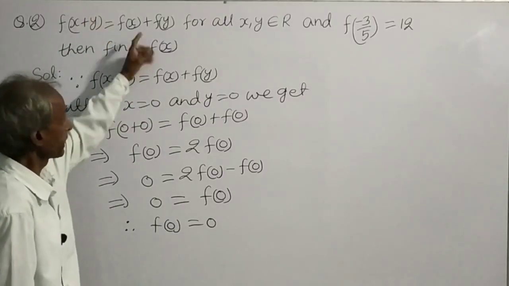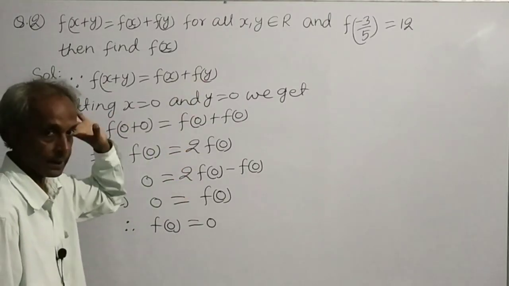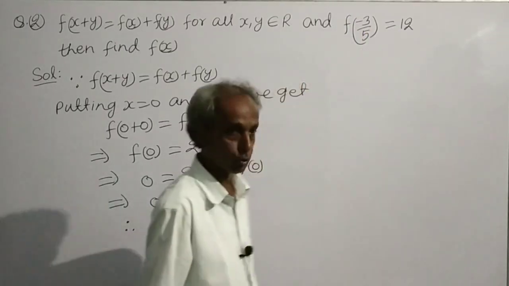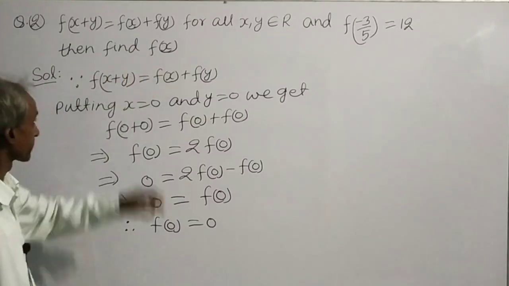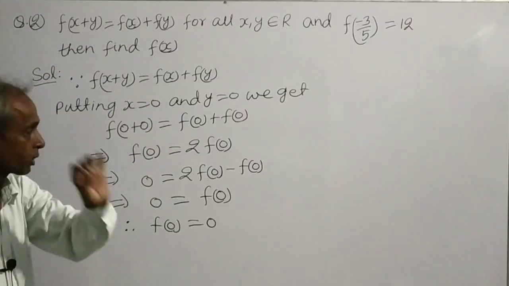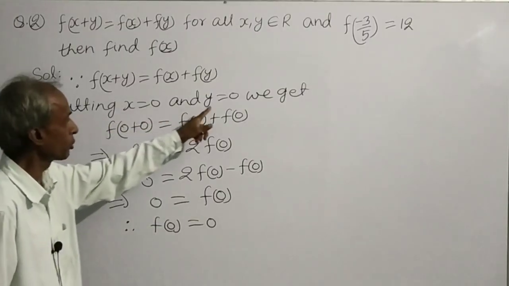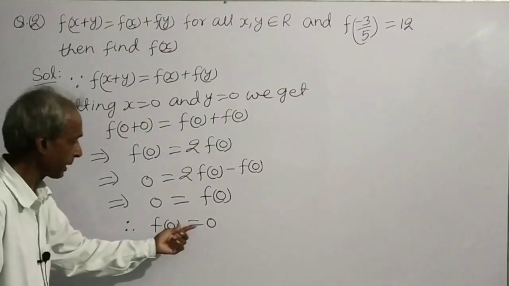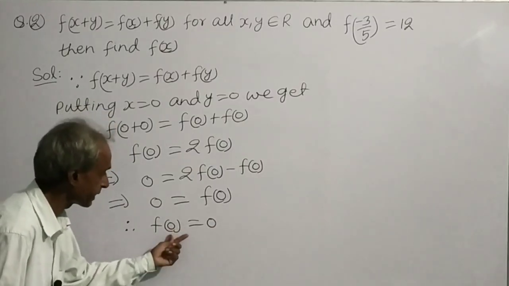This condition is satisfied for all real values of x and y, and it is also given that f(-3/5) is equal to 12. Then we have to find the function f(x). Since this condition is satisfied for all real values of x and y, we put x equal to 0 and y equal to 0. Then we get the value of f(0) is 0. Now we write down this result here.